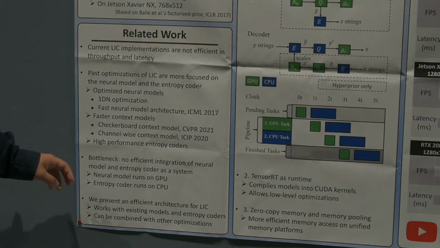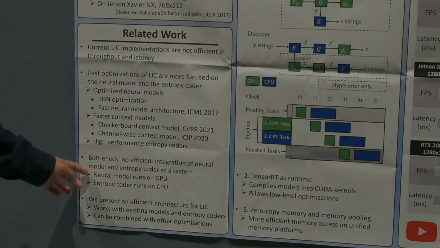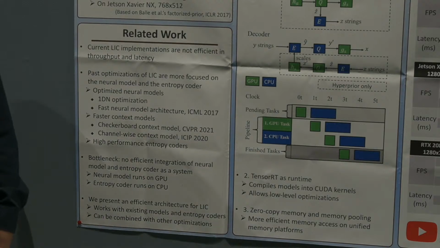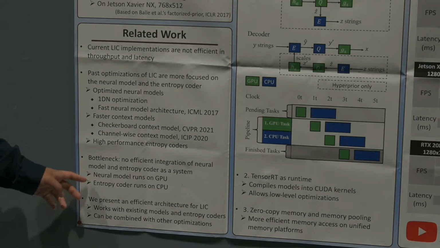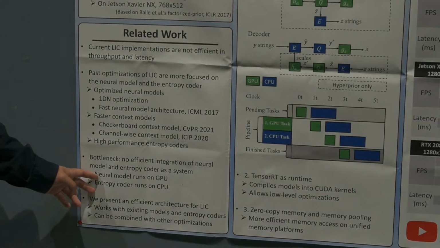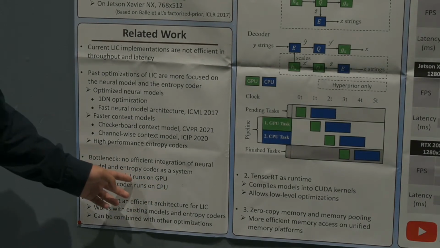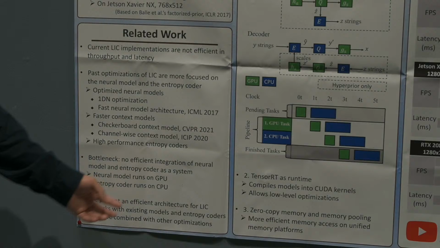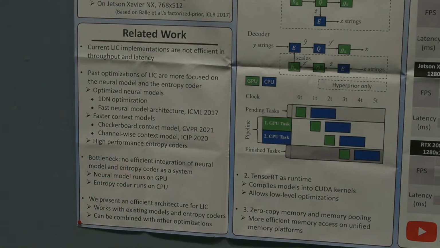But there's one missing part of this puzzle, which is that there's no efficient integration of the neural model and the entropy coder as a system, because in most existing implementations, like the one made by CompressAI, which is very commonly used for evaluation purposes, the neural model runs on GPU and the entropy coder runs on CPU. But for example, when the neural model runs, the CPU just sits there doing nothing, and when the entropy coder runs, the GPU sits there doing nothing, and this is not very efficient. And if you check the resource usage, neither GPU nor CPU reach 100%.